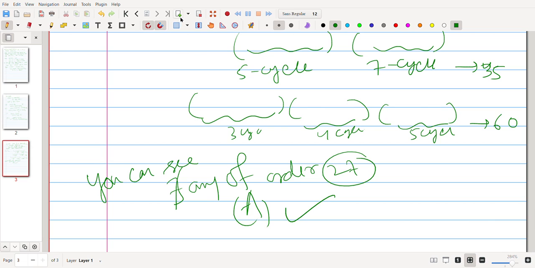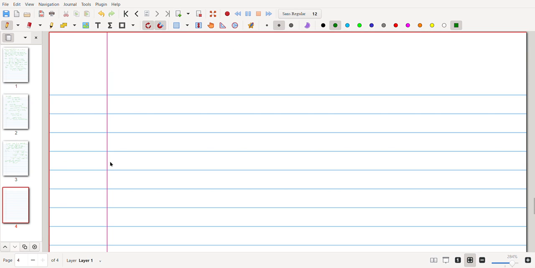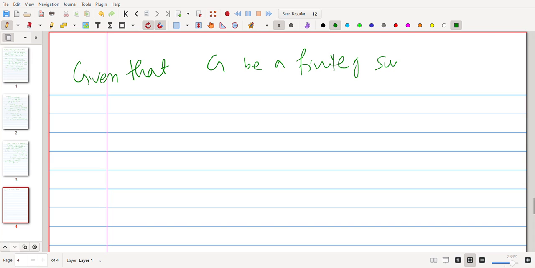Okay, the next problem is a very nice problem. Given that G is a finite group such that there exists x not equal to the identity in G where x is conjugate to x inverse. I am using this notation to say that x and x inverse are conjugate. Then what can it be?